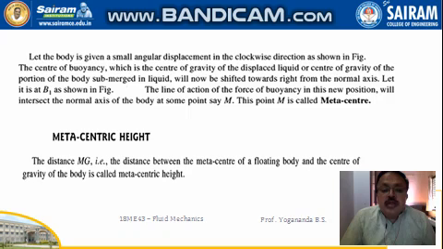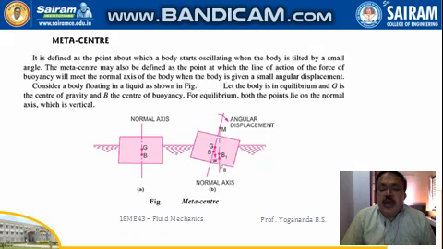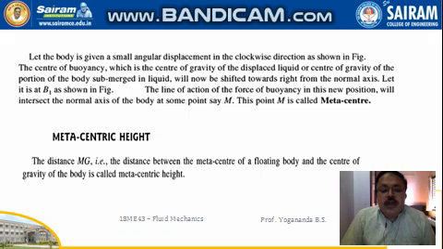So the center of buoyancy, which is the center of gravity of the displaced liquid, or center of gravity of the portion of the body which is submerged inside the liquid, will now be shifted towards the right from the normal axis. Earlier, the center of buoyancy B is on the normal axis. Now it is shifted to the new position, B dash, as shown in the figure.